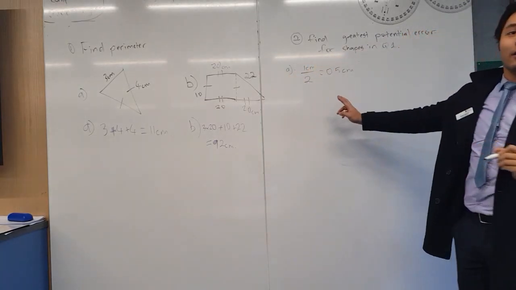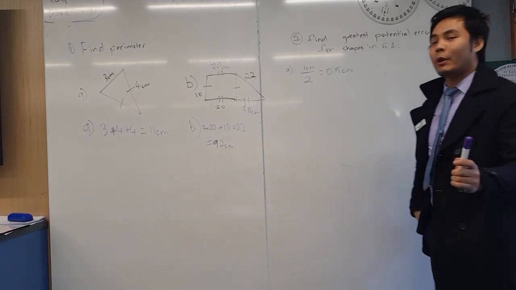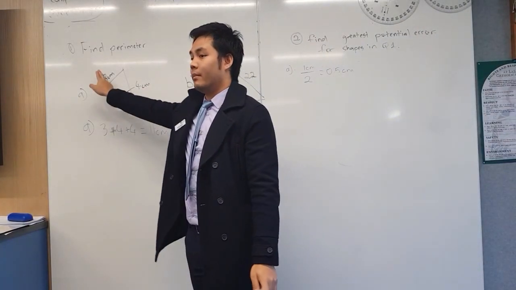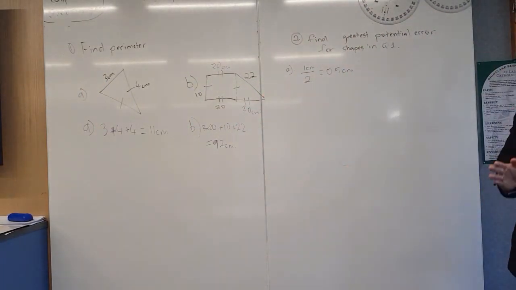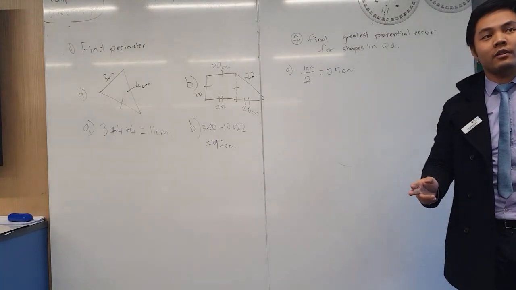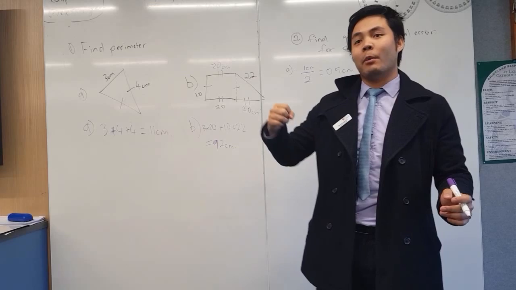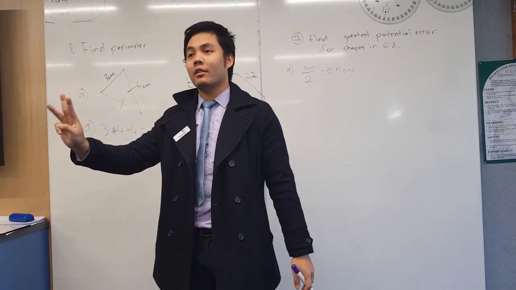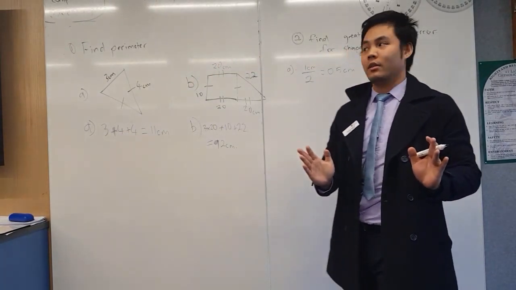So that's the limit of reading for one of the measurements. So is that the answer, guys? Yeah, it's 11.5? No, I just want to find the greatest potential error of the shape. How many readings are we doing here? 3. So we're measuring it 3 times, right? The first time, there's a greatest potential error of 0.5. The second time, another 0.5. And the third time, another 0.5. So what's the total? 1.5.